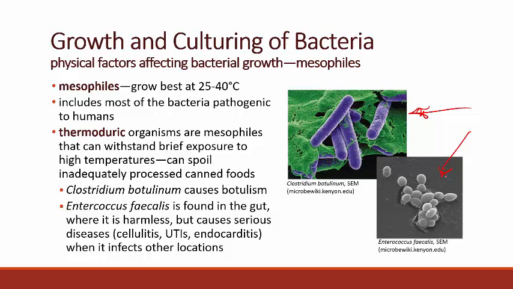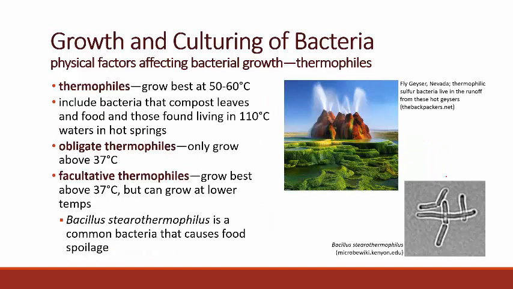So mesophiles, the ones that are most likely to be human pathogens, and then the thermophiles are the ones that grow best at very hot temperatures, usually between 50 and 60 degrees C. And so these include the bacteria that we find in our compost piles. So if you have a compost pile and you know how it heats up, well, it heats up, and that is good for the thermophiles. And it could be, say, the bacteria that live in these hot geysers that are found in Nevada.